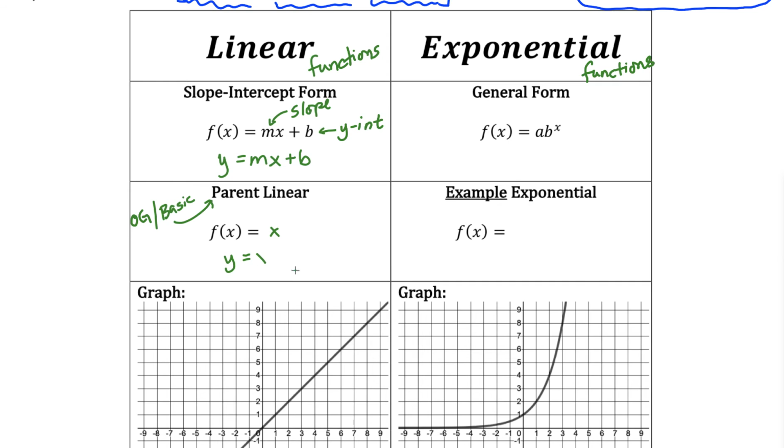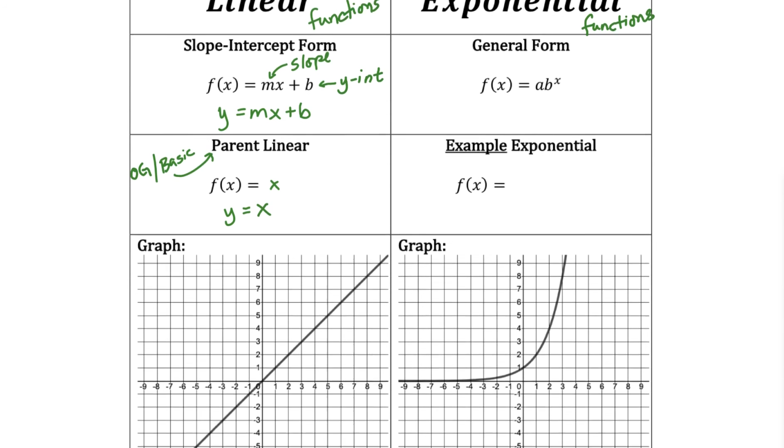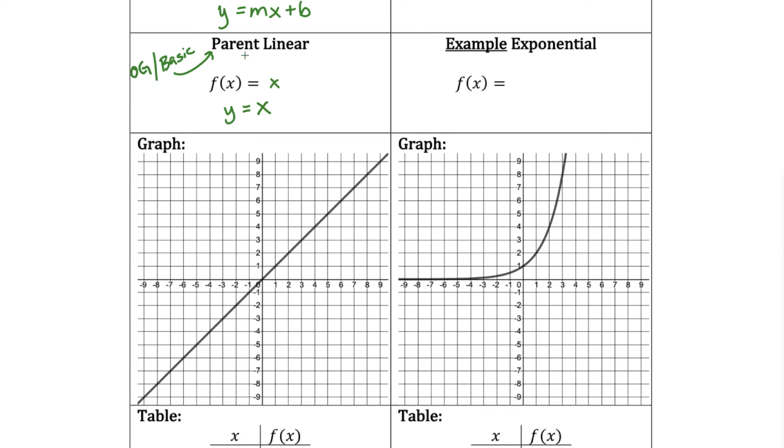So if you look at this, then our parent function has a y-intercept of 0. And it goes up 1 over 1, up 1 over 1, up 1 over 1, up 1 over 1. That helps us find more points, right?